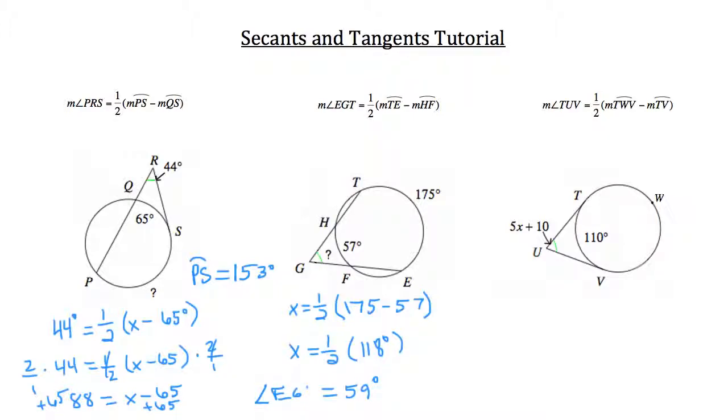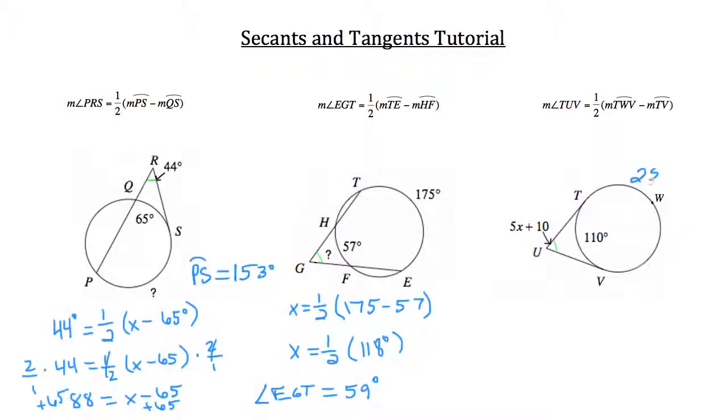So I'll write that in here for X, angle EGT. Now let's move on to our last problem. This one involves a little bit more algebra. In this case, that angle TUV is equal to half the larger arc TWV minus the smaller arc TV. Now what you may have noticed in this problem is that I only gave you TV being 110 degrees. And I'd like you to solve for TWV. Well, remember that every circle is made up of 360 degrees. So if TV is 110, then TWV must be 250 degrees.